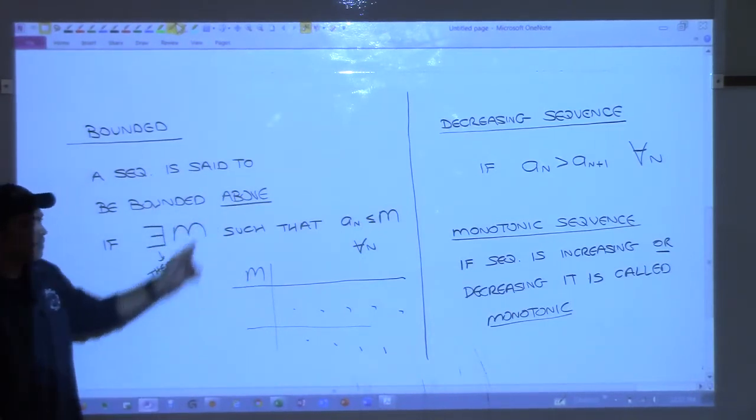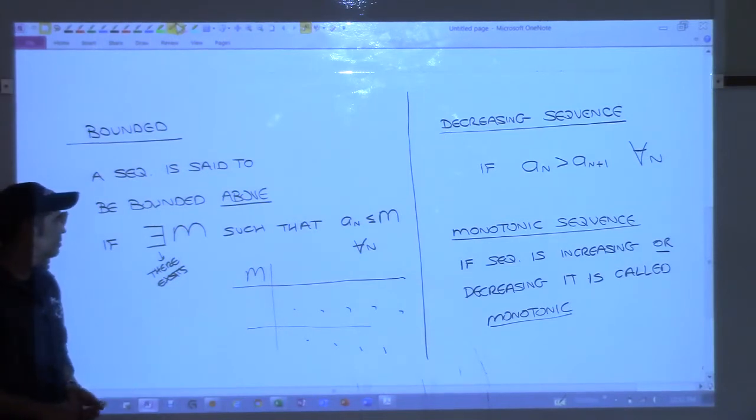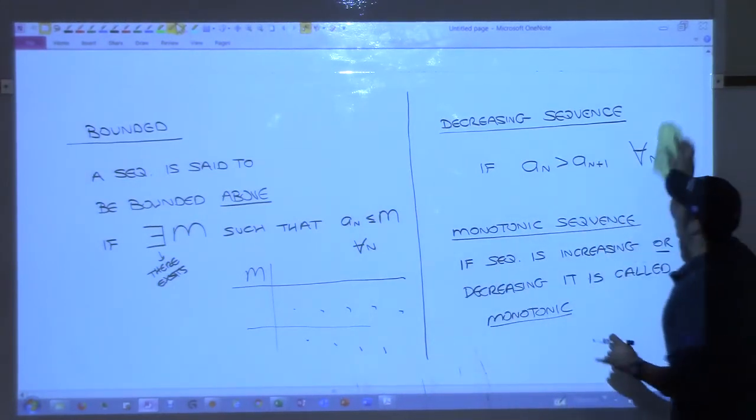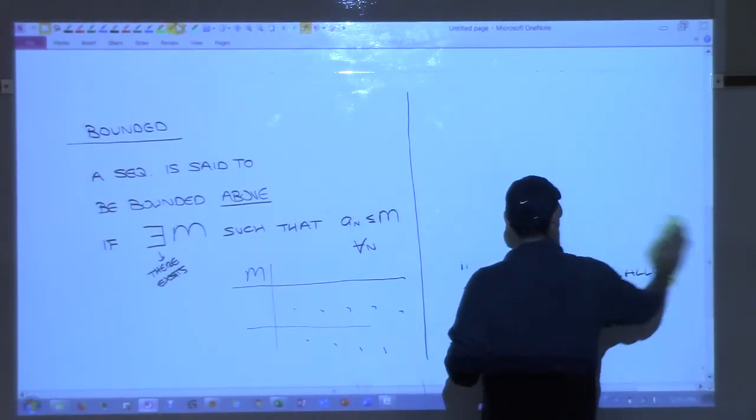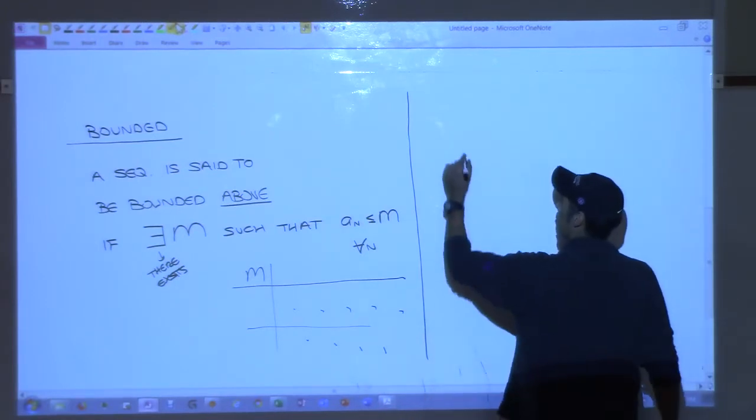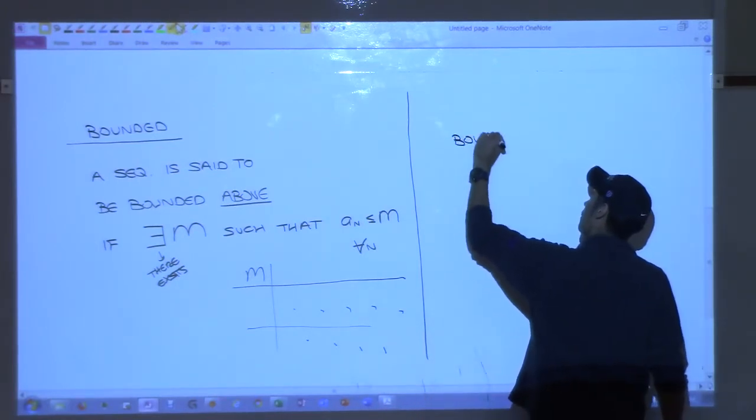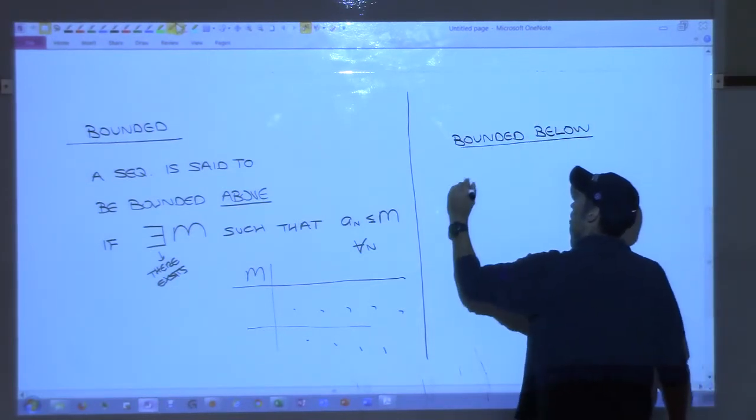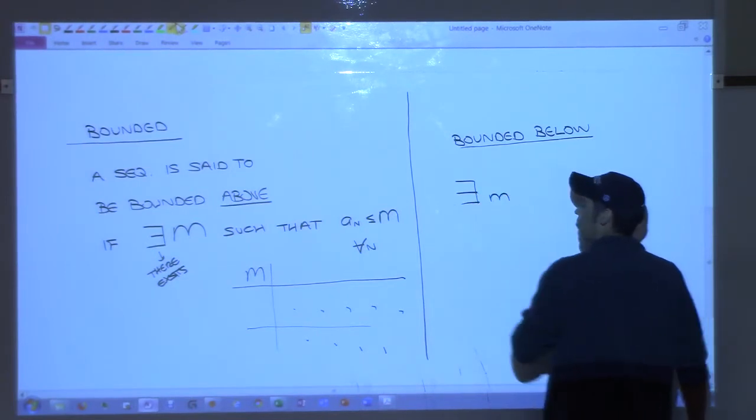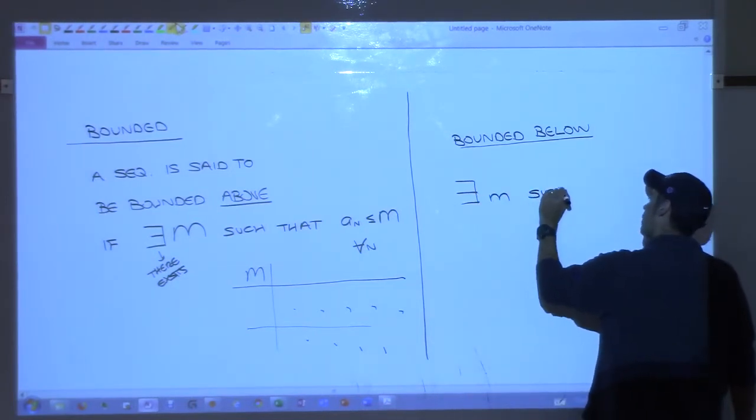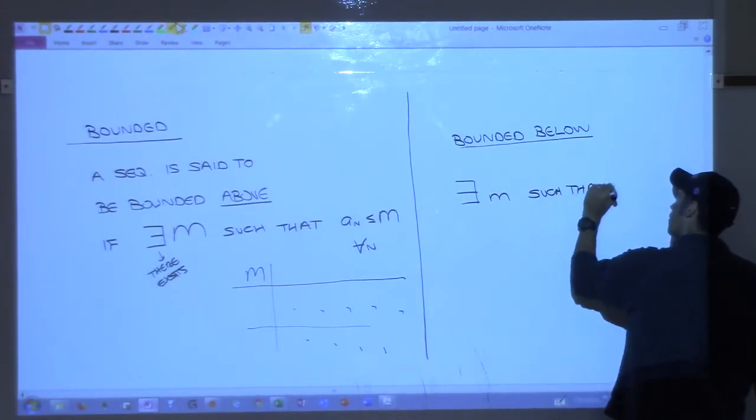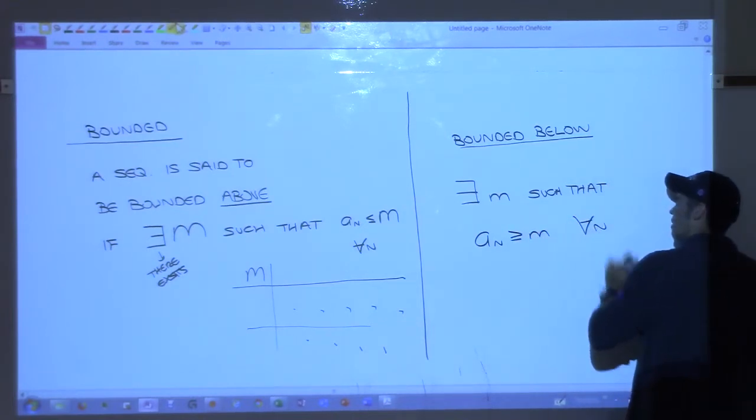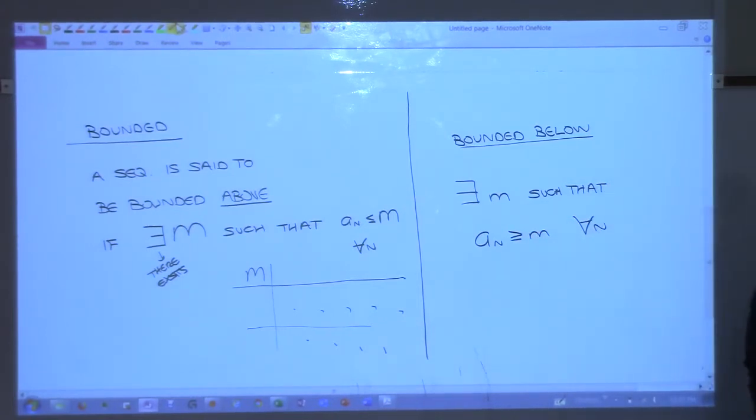And now if I change that to bounded below, what are you going to do? Now you have something that's smaller than everything. So bounded below means that there exists a little m such that a sub n is bigger than or equal to little m for all n.